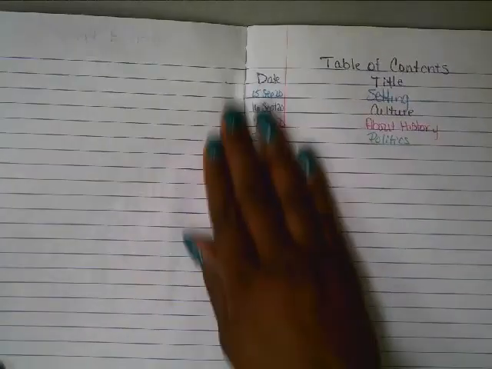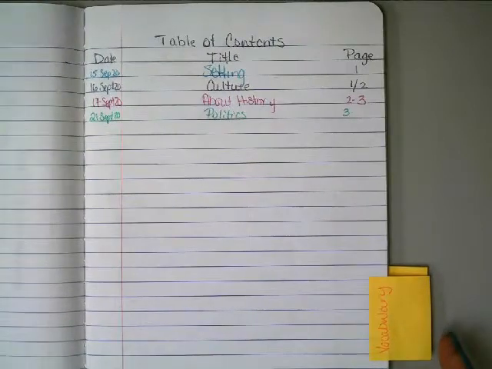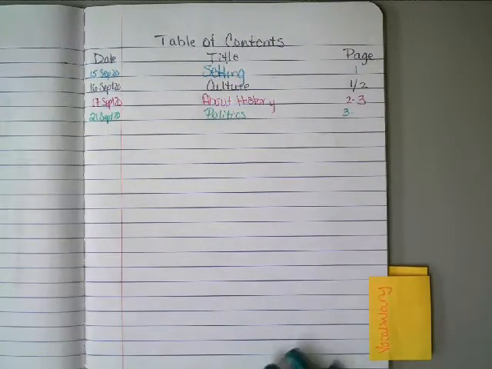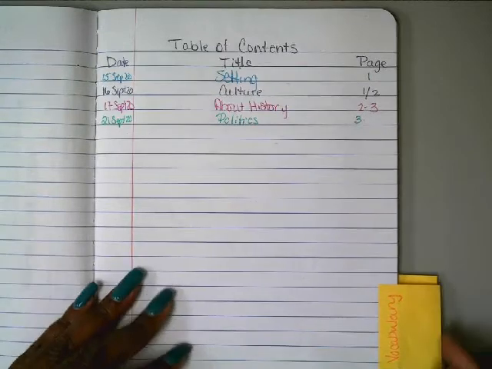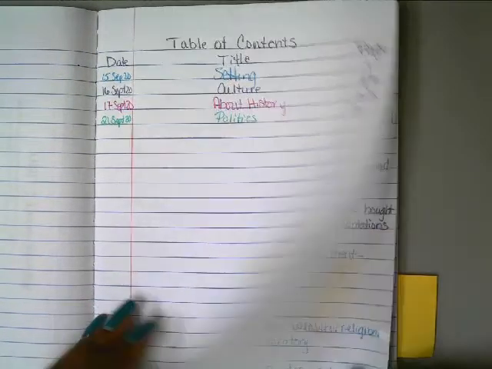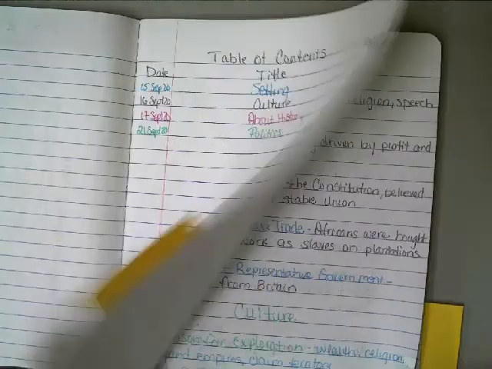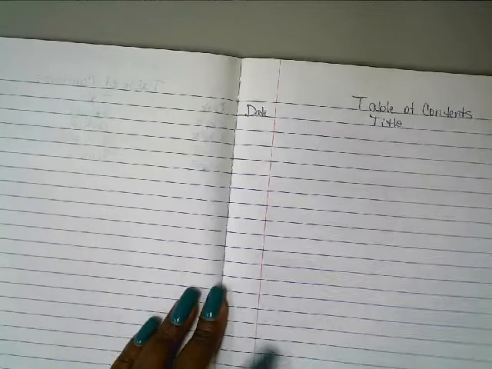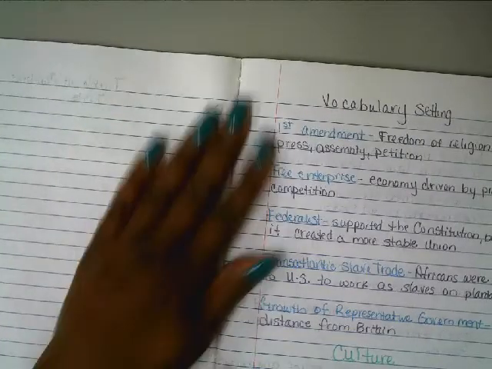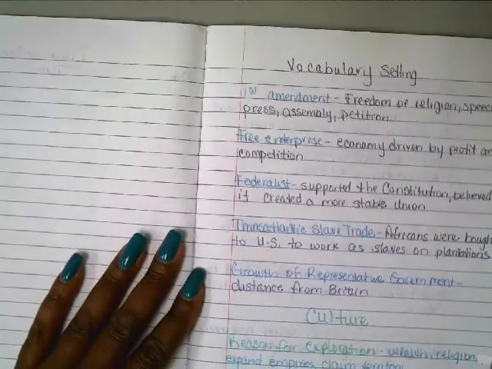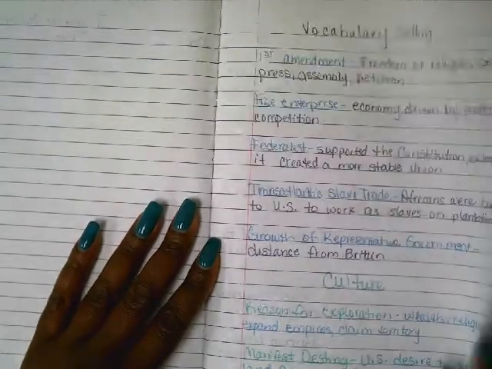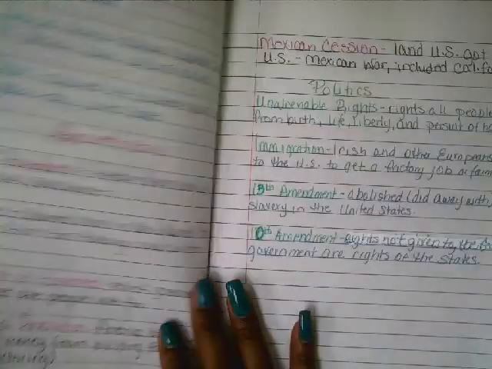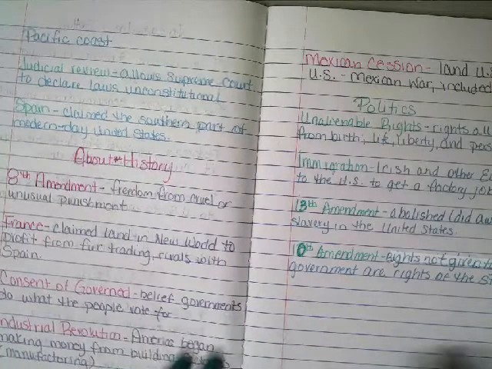We went in and we did our table of contents for our vocabulary that we're on now, which is for escape. So we did the table of contents. Then we did another page of table of contents. And then we started vocabulary for setting. Then we did the culture vocabulary, about history, and then we did our politics vocabulary.